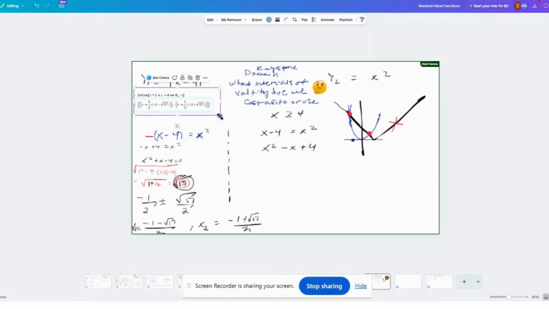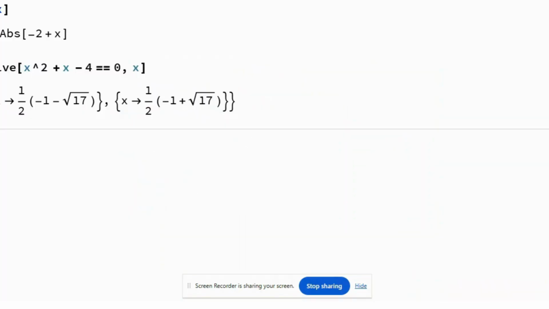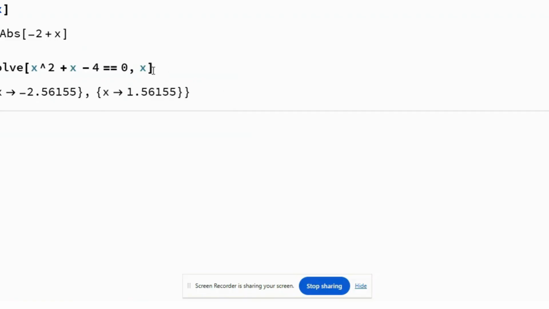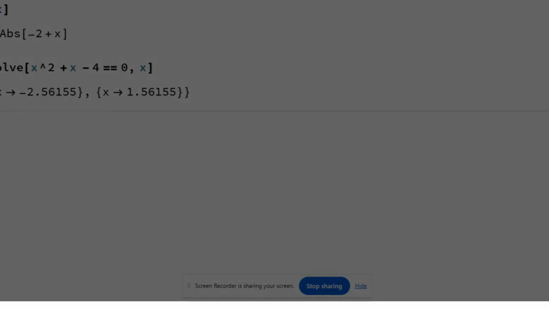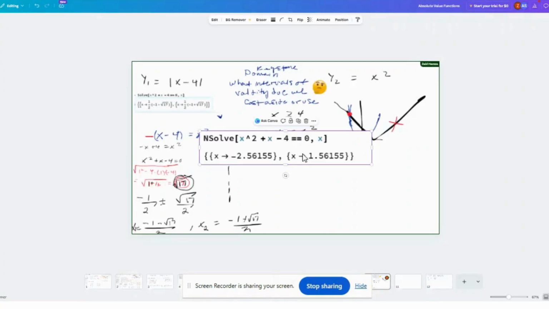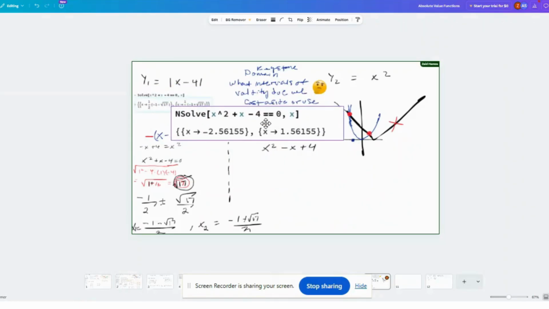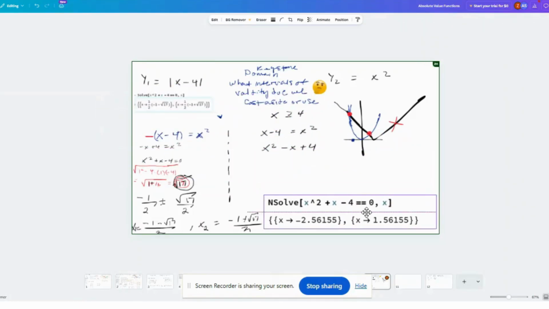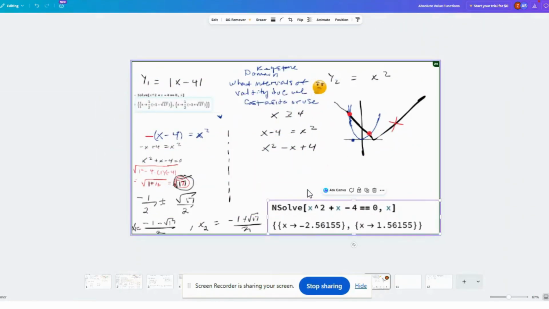So good deal. But even still, I can do an NSolve, right? And I'll get the actual numerical approximations, which is nice. So I got these for NSolve. This is really what you want to do, or you could take the numbers and plug them in, but you can just get there quicker if it's simple math like this. And so you've got -2.56 and 1.56. And so those are the intercepts.